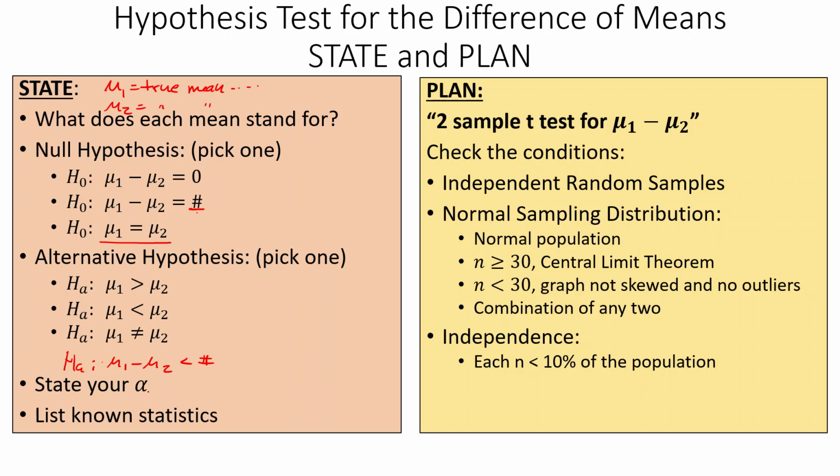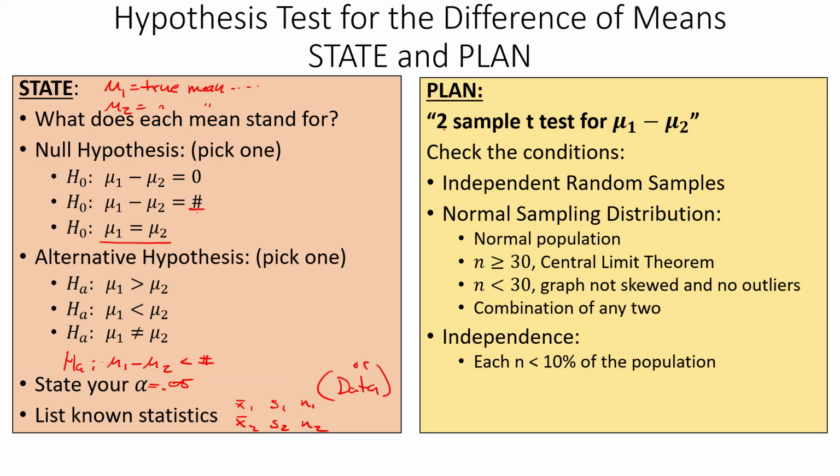State your alpha value. Usually if we don't know it, we'll just go with 0.05 and list any known statistics. So if we have the sample mean, like x bar 1 or s1 or n1 for the sample size, or x bar 2 or s2 or n2 for our sample size, we can list those there. All right, if we have data, we'll end up listing it down in the do section.